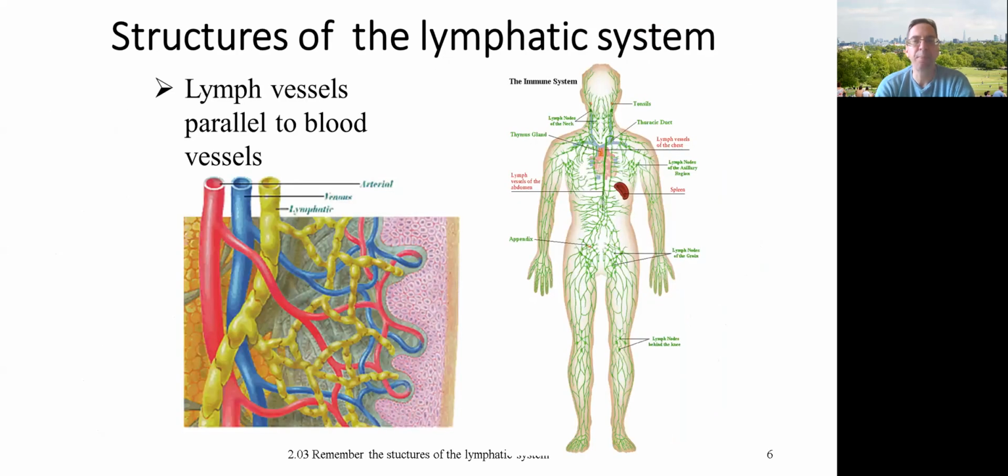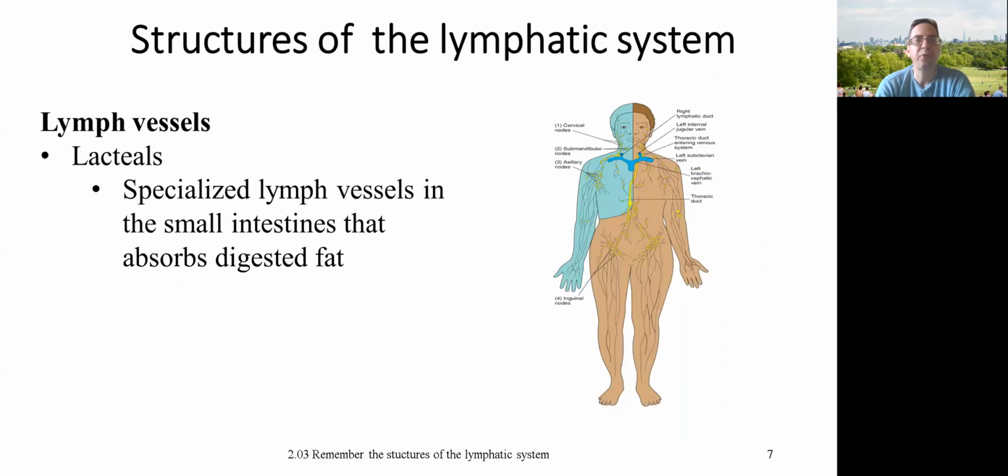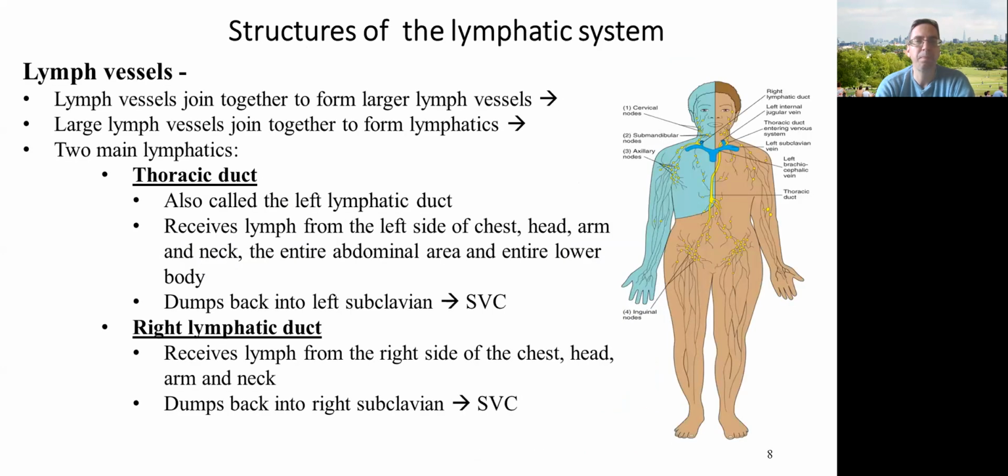These lymph vessels run parallel to blood vessels. We can see here the artery, the vein, and then the lymph vessel, and this lymph vessel is where lymph fluid travels throughout. Lymph vessels include lacteals. These are specialized lymph vessels in the small intestines that absorb digested fat. It's important to remember these vessels join together to form larger lymph vessels called lymphatics, and these lymphatics include the thoracic duct, both left and right, which feed into the right subclavian and the left subclavian veins.